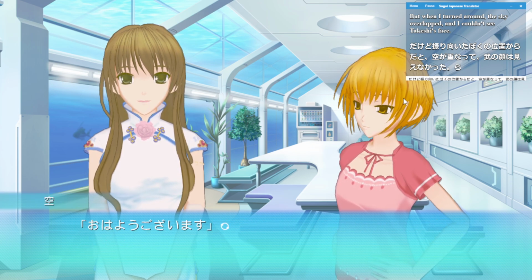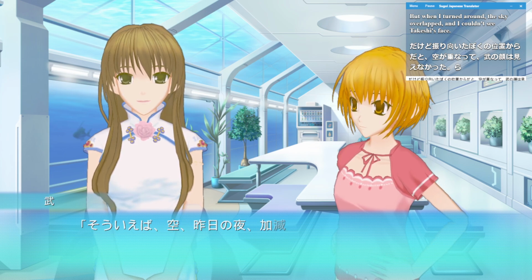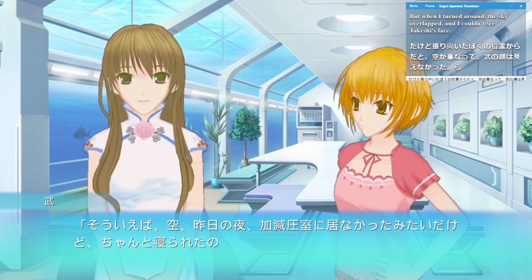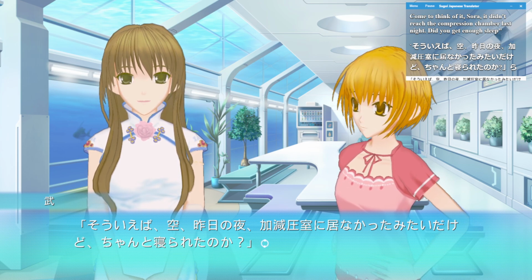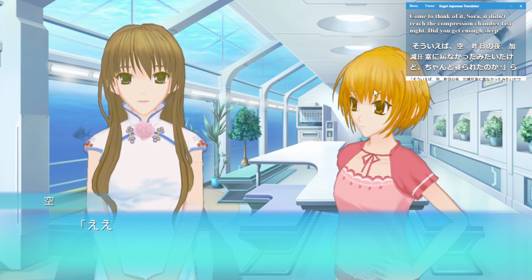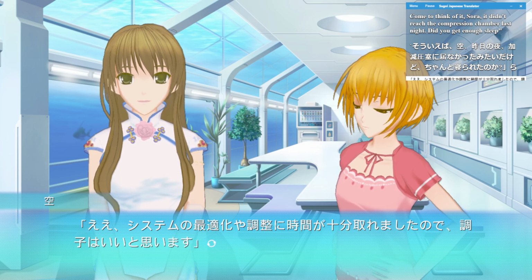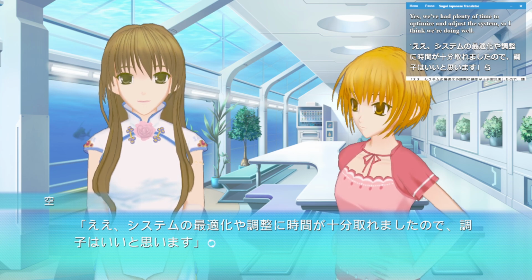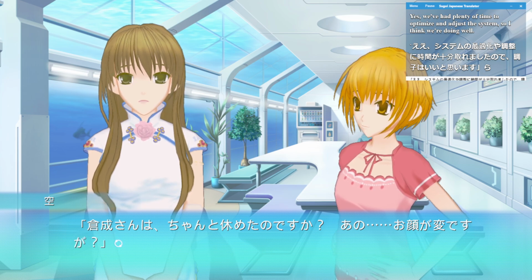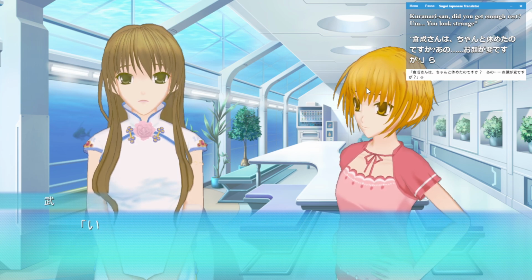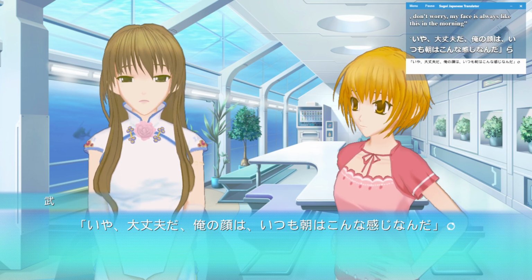Good morning. Yeah, it's good morning. Come to think of it, Sora, you didn't reach the decompression chamber last night. Did you get enough sleep? Yes, I had plenty of time to optimize and adjust the system, so I think I'm doing well. Kurinari-san, did you get enough sleep? You look strange. No, it's fine. Don't worry, my face always looks like this in the morning.